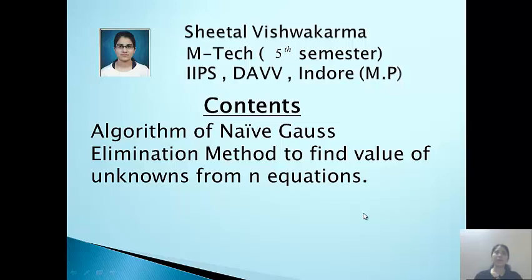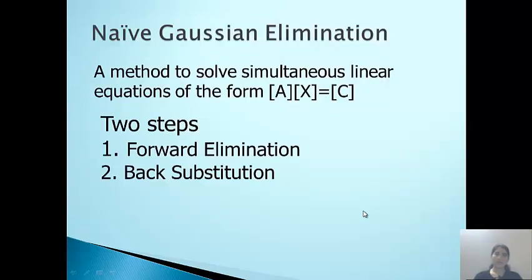In this video, I am going to explain the algorithm of the naive Gauss elimination method to find the values of unknowns from n equations. Gauss elimination method is a method to solve simultaneous linear equations of the form AX = C, where matrix A and matrix C are the coefficient matrices and matrix X is the matrix of unknowns. There are two steps of Gauss elimination method.